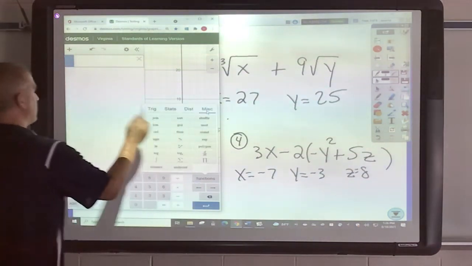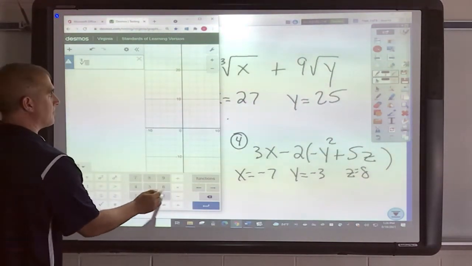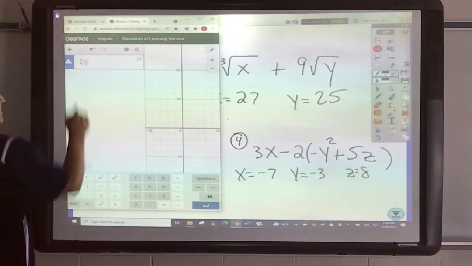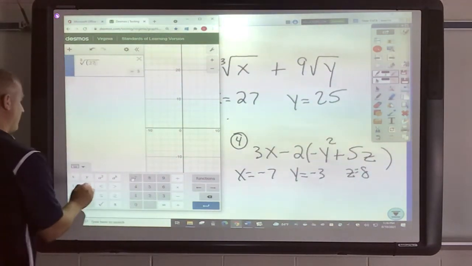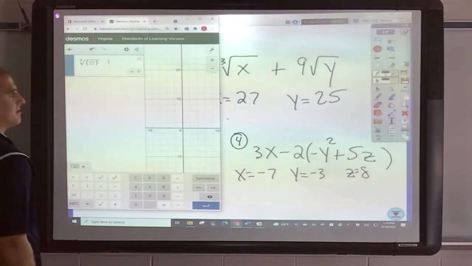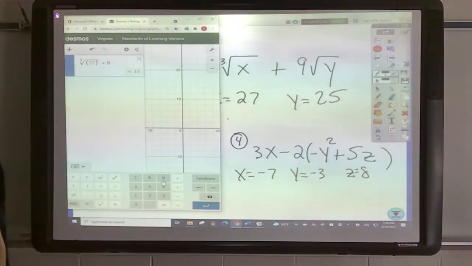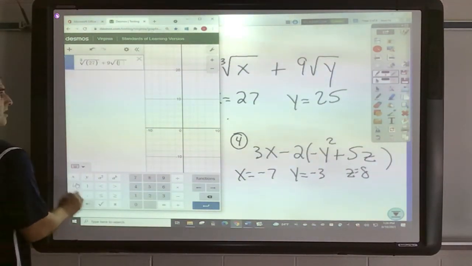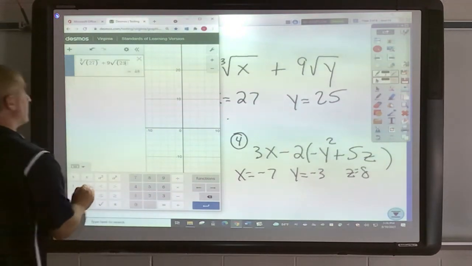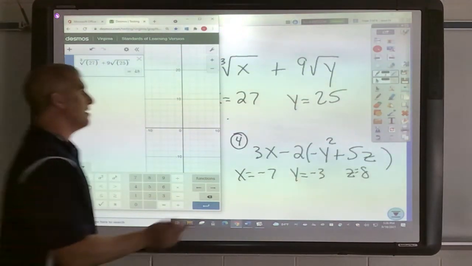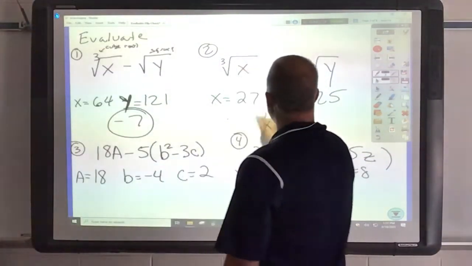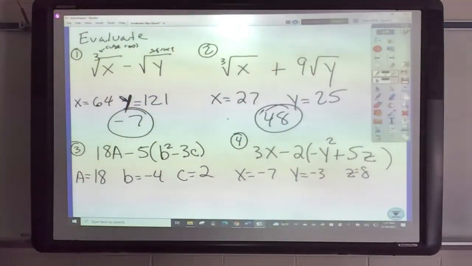Functions, miscellaneous, this, I type 3, and then I'm going to type inside there parentheses 27, and I'm going to tap outside of there, so I go +9, all right, square root, and they want me to have 25 there, okay, and that just gives me 48. You might have to click around a little bit to get that, but that's what you do.